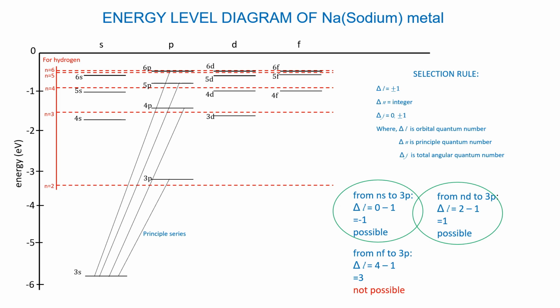Therefore we will draw a line for ns to 3p, that is from 4s, 5s and 6s to 3p, and this series of spectra is called the sharp series. Also the second possibility, we will draw from 3d, 4d, 5d and 6d to 3p, and this series of spectra is called the diffuse series.